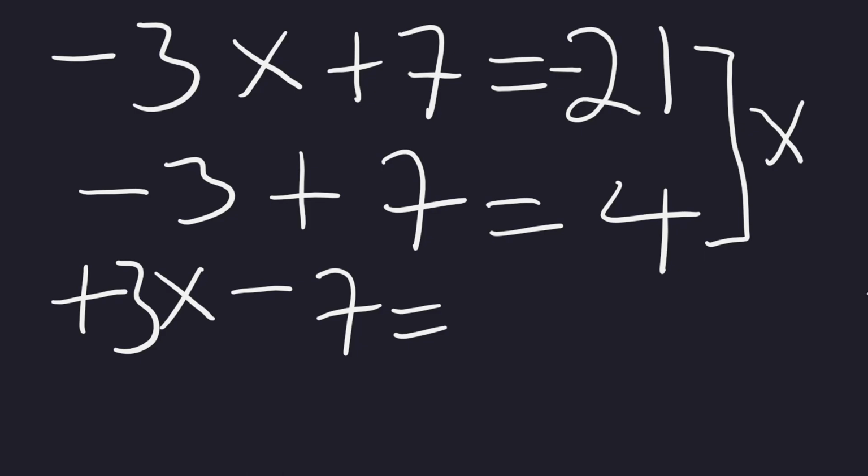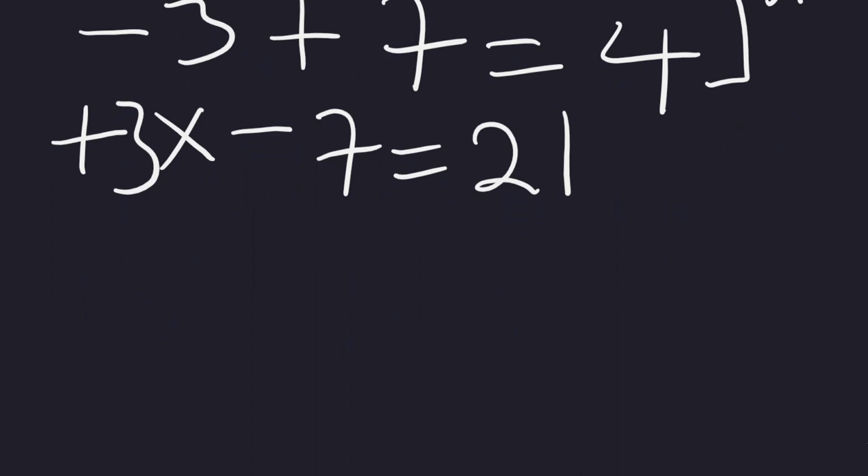+3 times -7. So this will give me 21. It satisfies one of the requirements. So let me see if it's going to satisfy the other one.